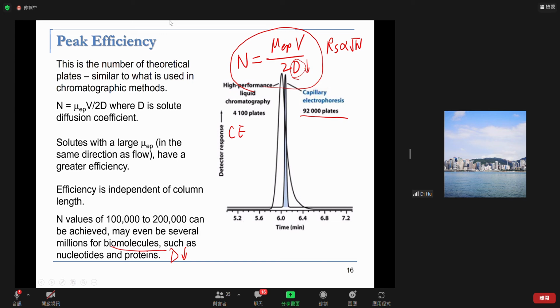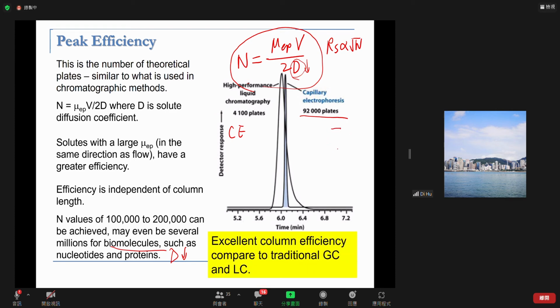Actually, no, because the column now is not a packed column, right? It's not a packed column. Very good. It does not have an A term. Does it really have a C term? No, right? Because the flow profile now is a plug, a flat plug flow.